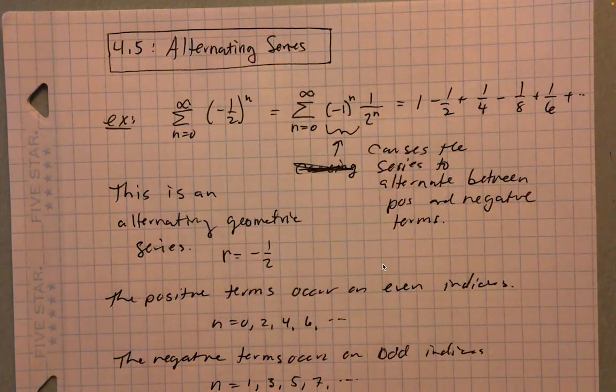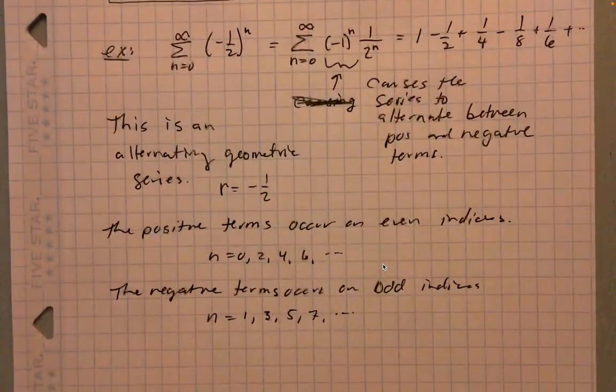Now it can occur the other way as well, just as easily. If the exponent is n plus 1 or n minus 1, then you'll have the reverse. But an alternating series is always going to be one or the other. You'll always have positive terms on the even indices or positive terms on all of the odd indices. There's never going to be any variation in that theme. That's why it's called alternating, because it literally flips back and forth from positive to negative.